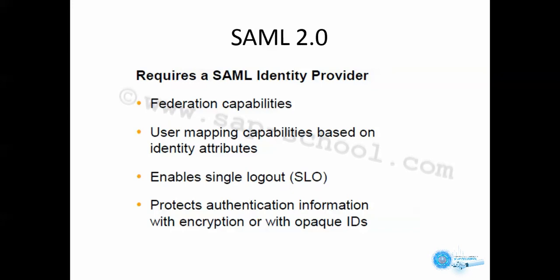SAML 2.0 describes 2 roles for enabling the federation: the service provider and the identity provider. My service provider is the entity that makes an application or a resource available to the user, while my identity provider is responsible for authenticating the user. The service provider and the identity provider exchange messages to enable single sign-on and single logout. These message exchanges can be initiated by the identity provider or by the service provider.